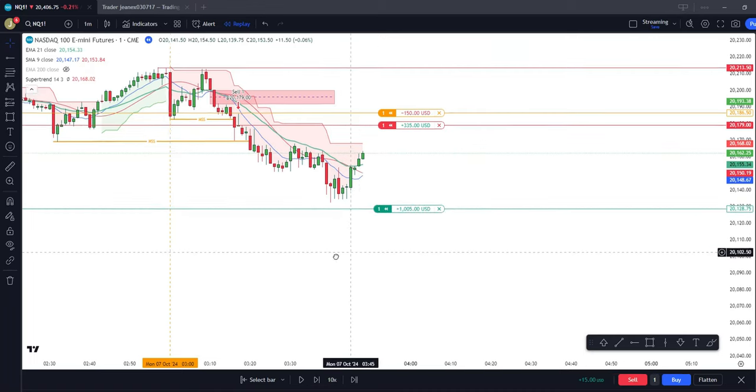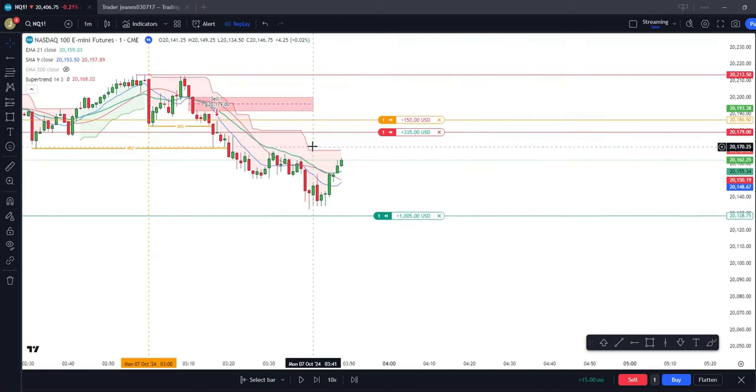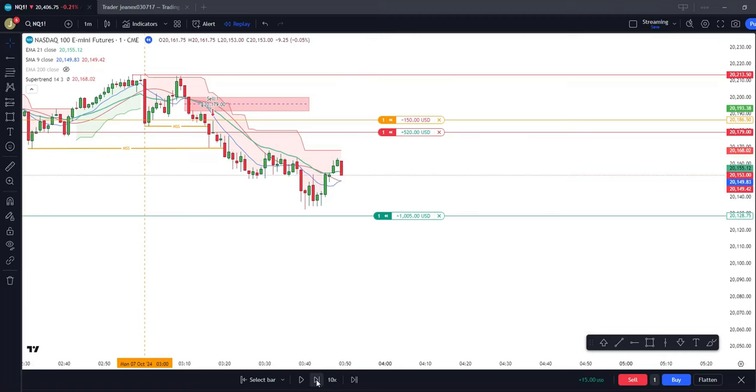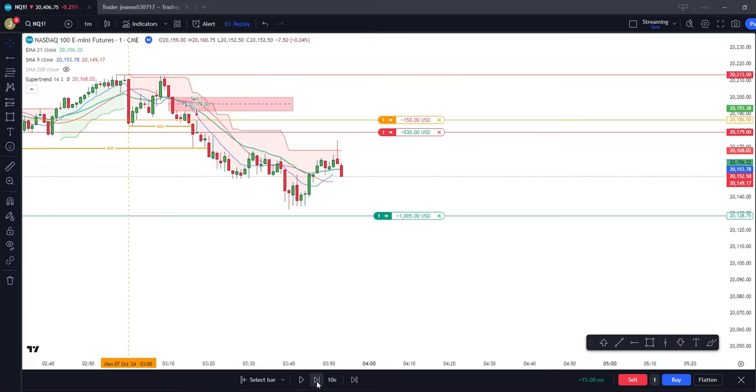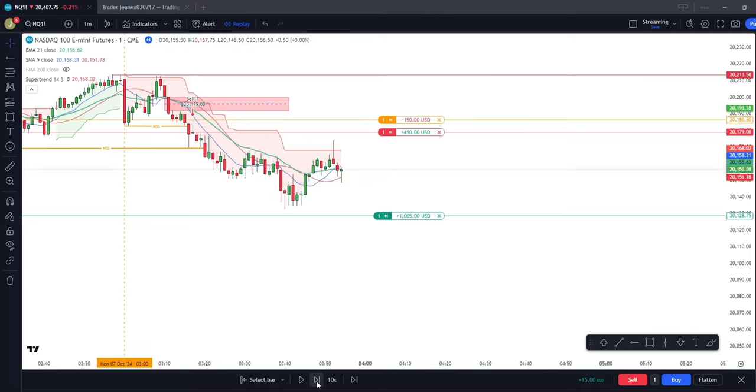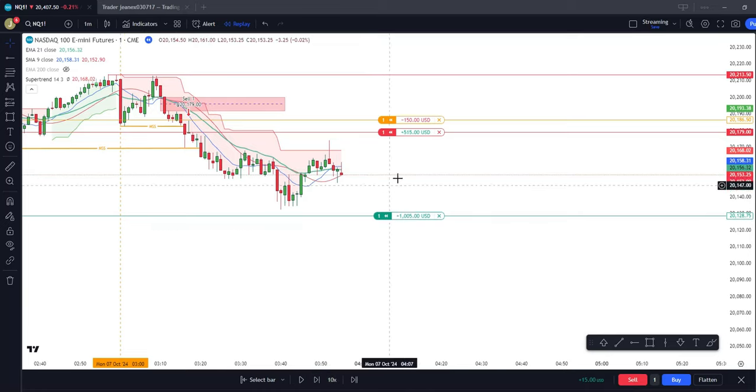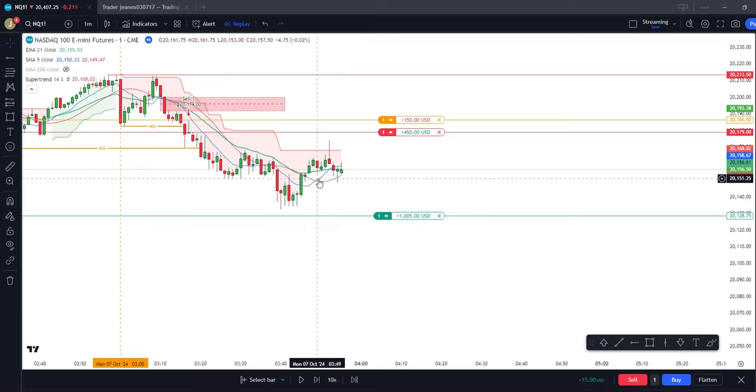We'll go to the option C, the super trend and the 21. And then, yeah, by this time you should be exiting because the blue line crosses the 21. I should be exiting. So it's the best. If I exit here, I have like 450. Still be winning.